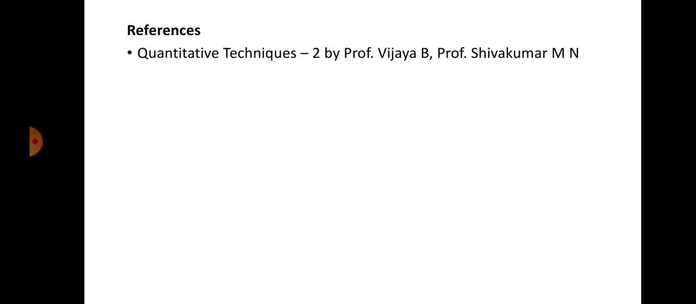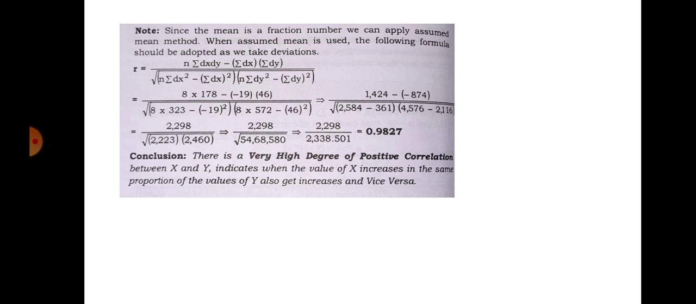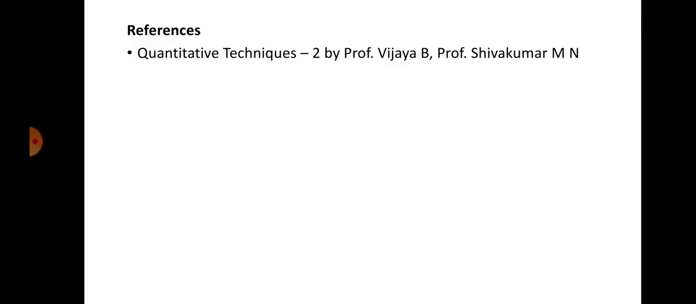Then at the end simplify to get the answer. Use the calculator properly, and wherever necessary do it twice. There is a very high degree of positive correlation between x and y. It indicates that when x increases, y also increases in the same proportion. For those people who are finding it difficult, I am telling you that you can use x square and y square directly. Use the first formula, and you will get the same value as the answer. There is no change as such. This completes the problem.